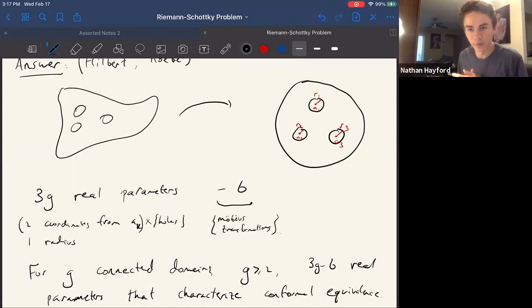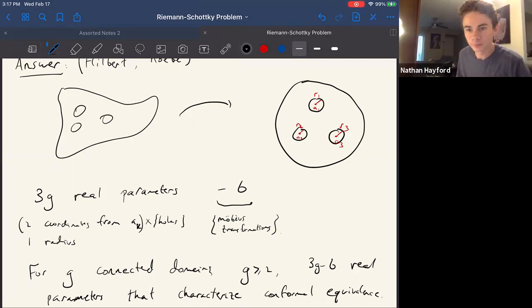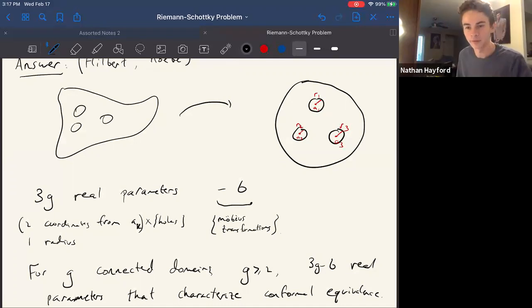Neat. So any questions about that, at least? I'm unclear on how you got 6 for the Mobius transformations. How many parameters for each? A Mobius transformation is specified by 3 complex coordinates, or 3 complex numbers. Yeah, I specified. Okay. So does that answer the question?